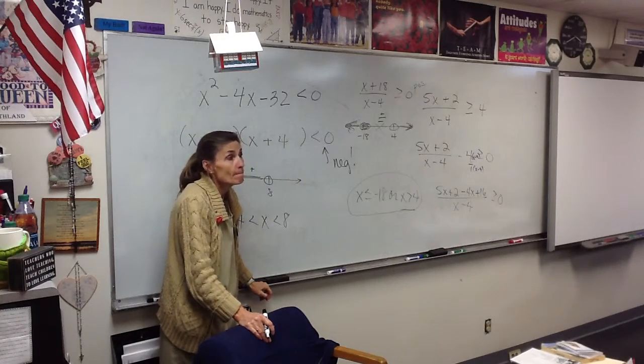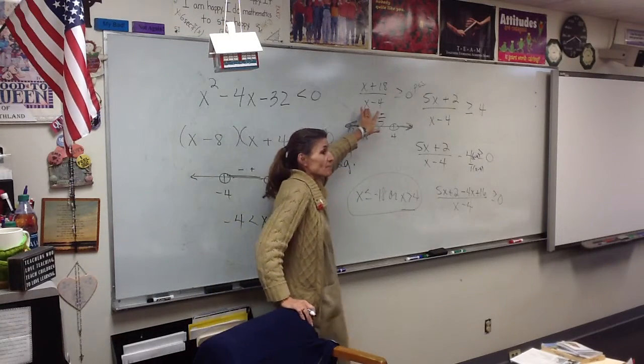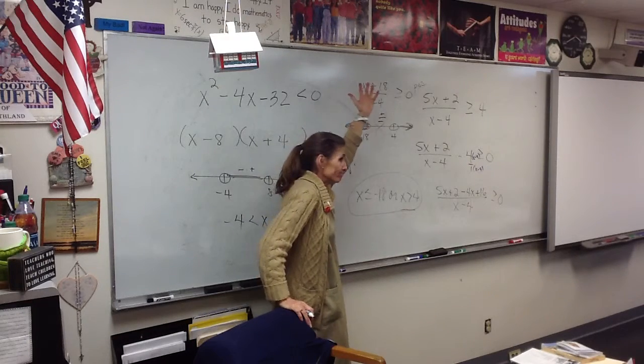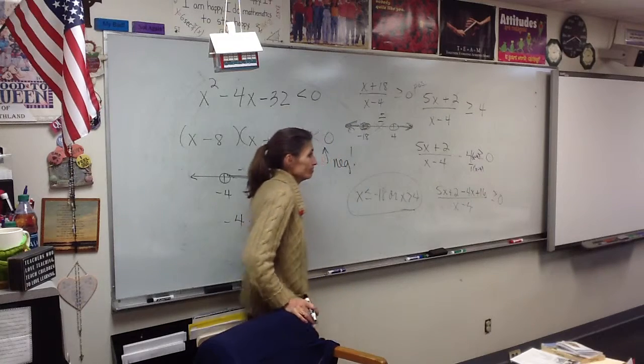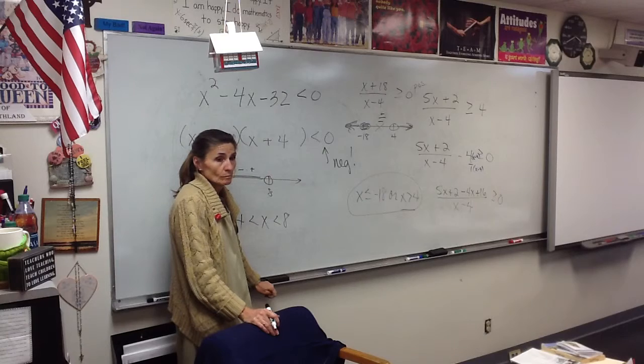Jake? I'm just so confused on why the 4 isn't colored in. Because what happens if you let x be 4? It's a 0. Where? All right, everybody clear on what you're doing?